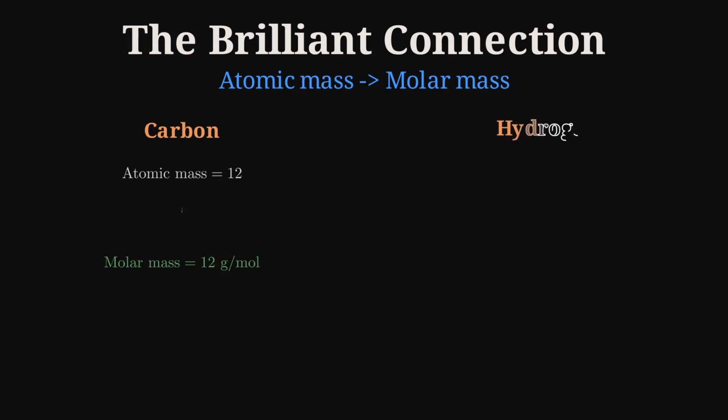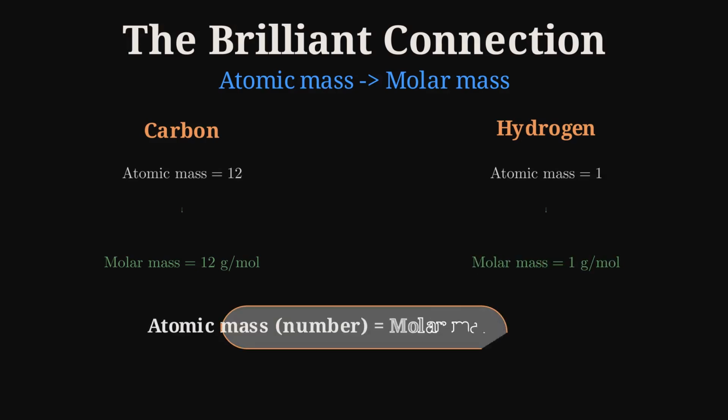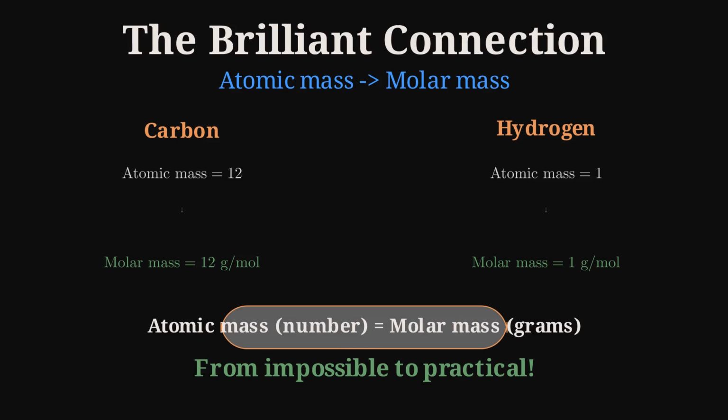Carbon has atomic mass 12. 1 mole weighs 12 grams. Hydrogen has atomic mass 1. 1 mole weighs 1 gram. This transforms chemistry from count 600 sextillion atoms to weigh 12 grams on a scale. You just went from impossible to practical in one brilliant insight.